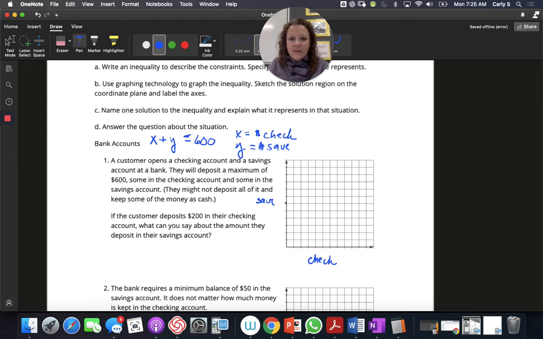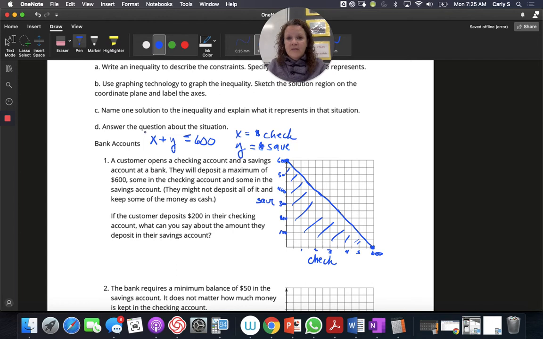I know my x and y-intercepts are 600, so let's do 100, 200, 300, 400, 500, and 600. Put a dot. 100, 200, 300, 400, 500, 600, and put a dot. We are less than or equal to, so I want a solid line. And we're shading everything underneath. So graphically there is my solution.